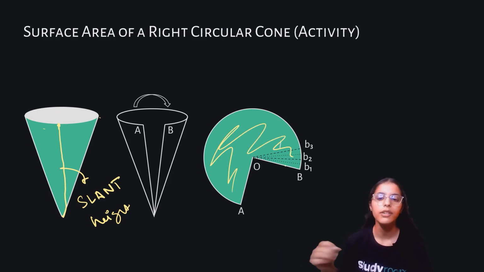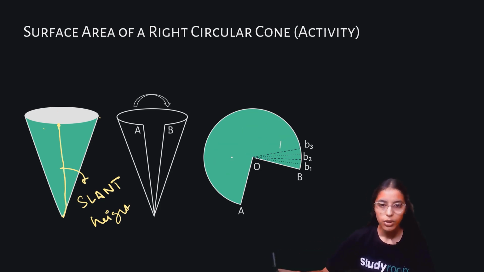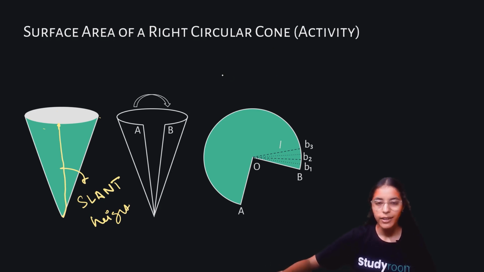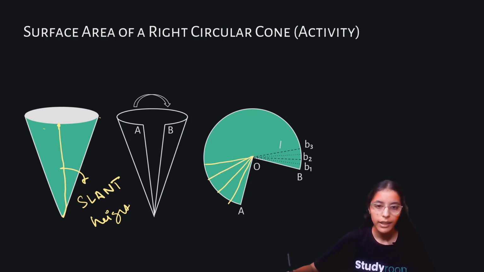Now, to figure out the surface area, we already know that this area would give us the surface area, right? Since this is not a well-defined geometrical shape like a circle or a rectangle that we were using previously to find the surface area, what we can do is cut the portions like this. We'll keep on cutting portions of the shape that we have got, and we can see that it is approximately forming a triangle.